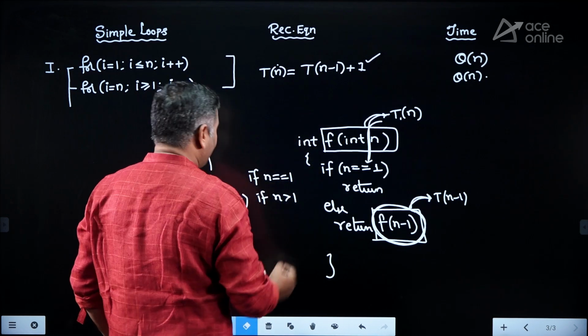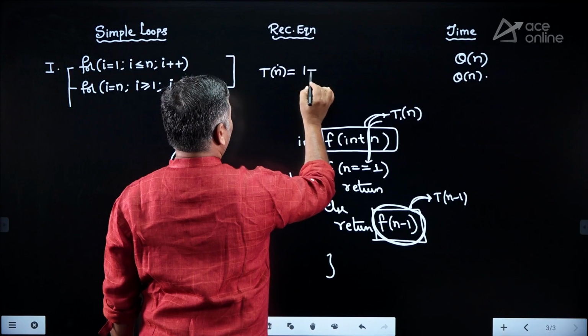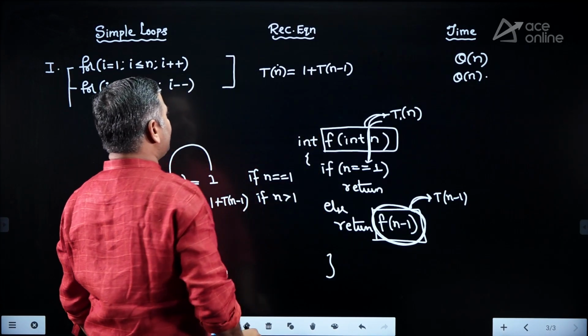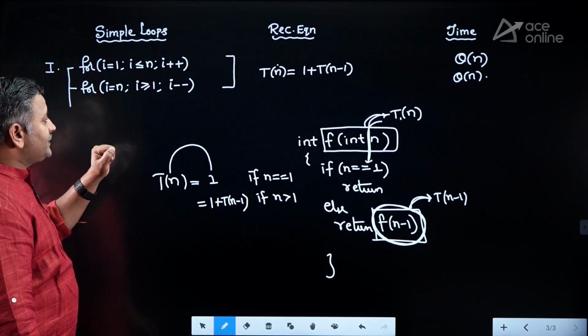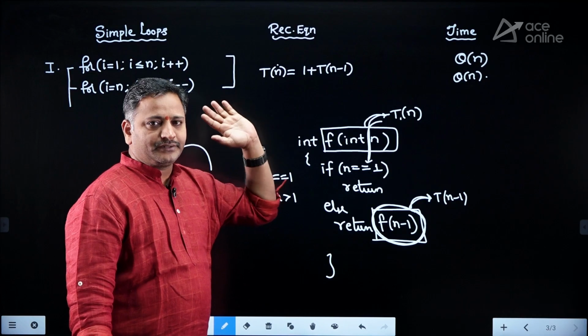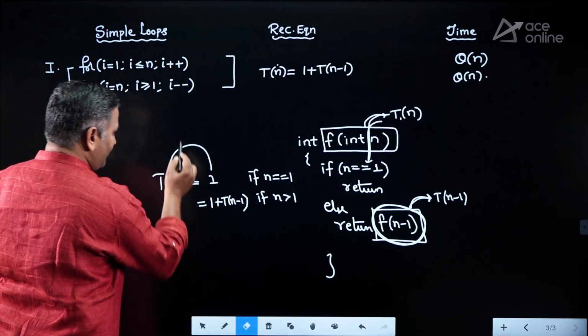Okay, if you want, I can write first 1 plus T of n minus 1. This is the equivalent recurrence equation for the first model, friends. General recurrence equation we are writing in the decreasing form, starting from n and reaching up to the base condition. Clear, friends? Okay, the first model in recurrence equation. I hope it is clear, everybody.